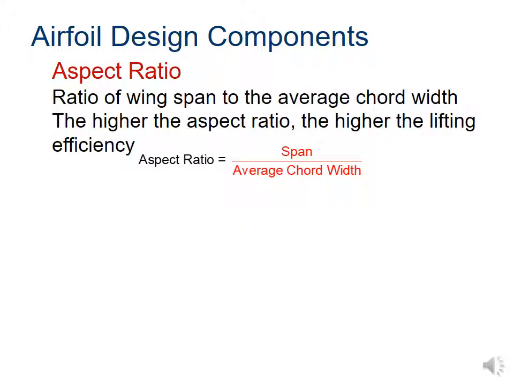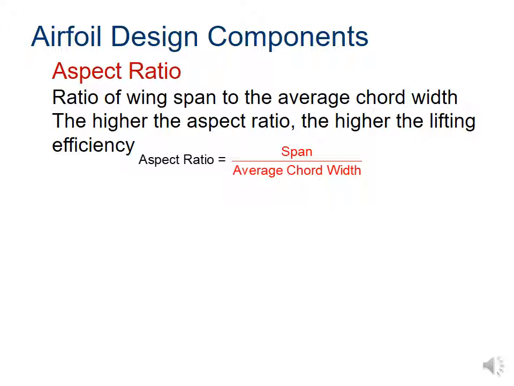However, the aspect ratio is another important quality to consider. It is a ratio of the span from tip to tip to the average chord width. Note, the span does not include the wingtips if there are any. The higher the aspect ratio, the higher the lifting efficiency. The aspect ratio is the square of the span divided by the wing area. For a rectangular wing, this reduces to the ratio of the span to the chord, or you can say it's equal to the span divided by the average chord width.